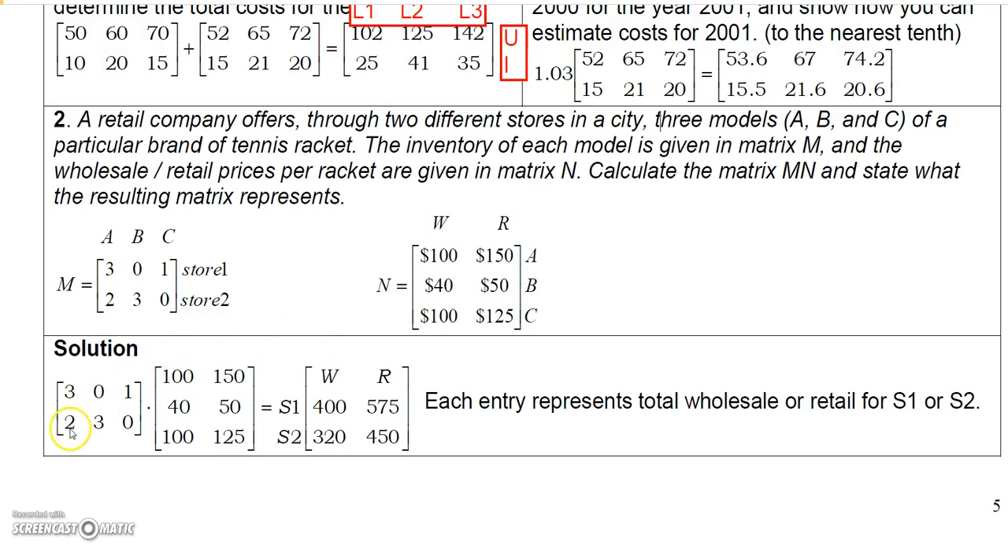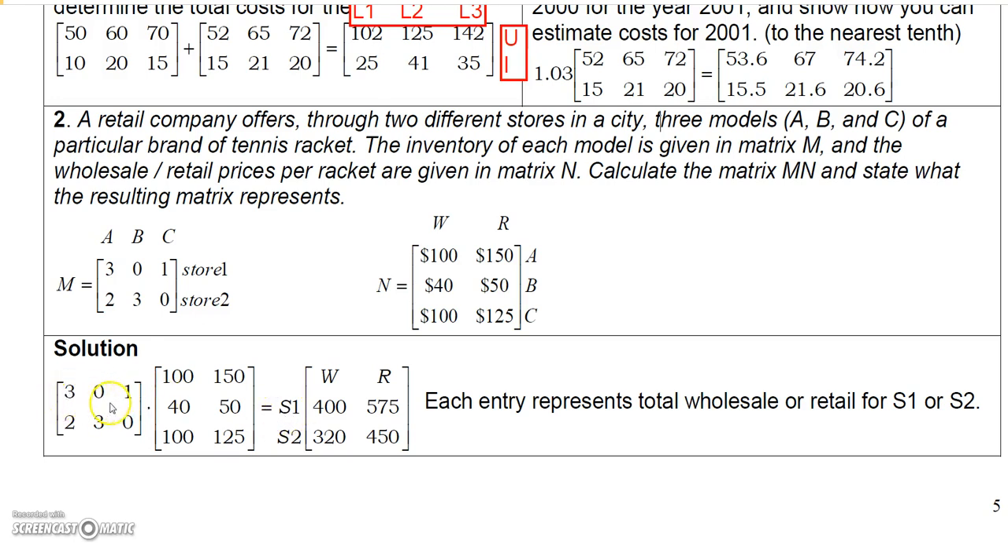So if you were to take matrix M and multiply it by matrix N, you would get 3 model A's times the wholesale value for model A in store 1, and then no model B times the wholesale value for model B in store 1, and then 1 model C times the wholesale value for model C in store 1, and then if you add those up, 300 plus 0 plus 100, you'll get $400. So that 400 represents the total value in terms of wholesale in store 1.